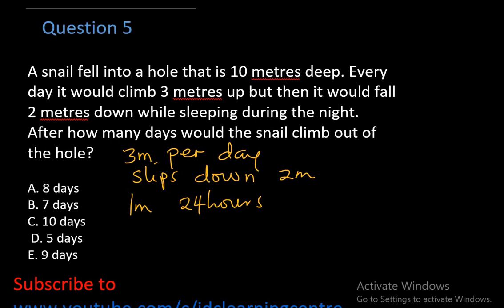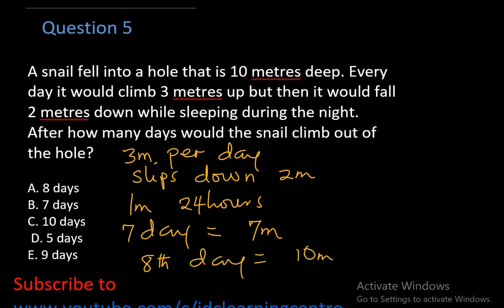The process will be the same for 7 days. And the snail will be at 7 meters from the bottom, since it's 1 meter per day. In 7 days time, this snail would have been able to move just 7 meters from the bottom. And on the 8th day, the snail will crawl the remaining 3 meters in the day. And we'll be out of the well. There won't be night on the 8th day. So the 8th day, it will simply crawl the remaining 3 meters.